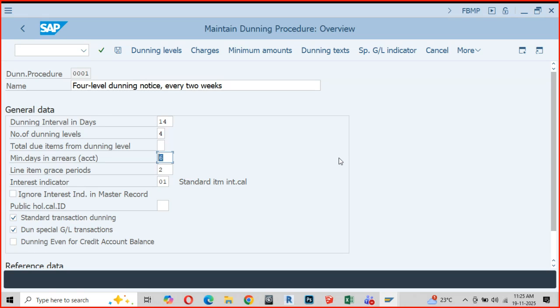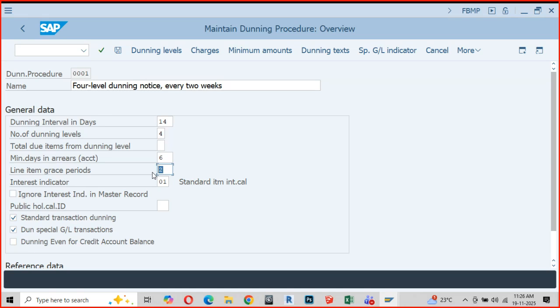Line item grace periods. Over and above my generosity, that is, after the expiry of 6 days also, I give an additional 2 days grace for each of the invoices.